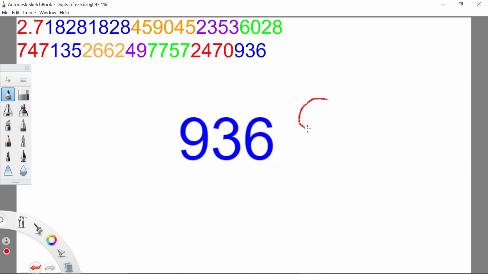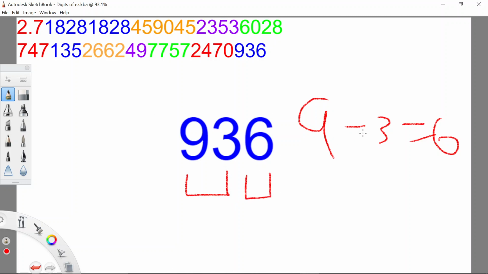936. This one's nice. 9 minus 3 equals 6. You can also just remember this is, I mean, they're all multiples of 3. That's also cool. So just doing 9, this minus this is going to give you this.